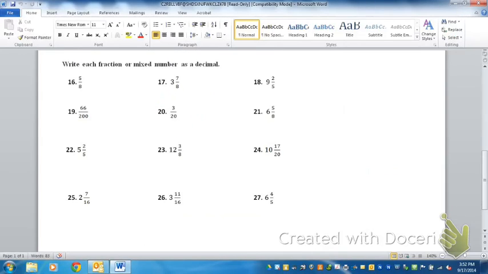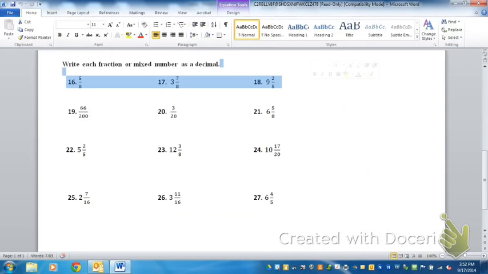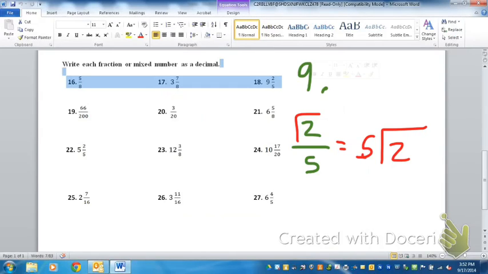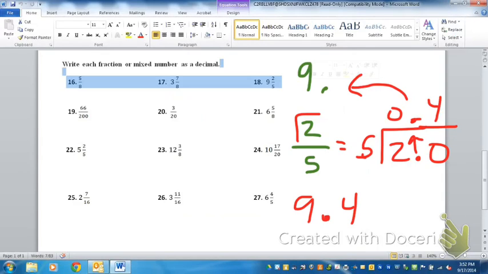Okay, number 18, 9 and 2/5. So that's going to be 9 point, and then my fraction. So 2/5. Remember that 2 is Jack in the Box. So it's going to be 2 divided by 5. Add my decimal, bring my decimal point up. 5 into 2 goes 0, 5 into 20 goes 4. So that's going to go right next to the 9. So number 18 will be 9 and 4/10.